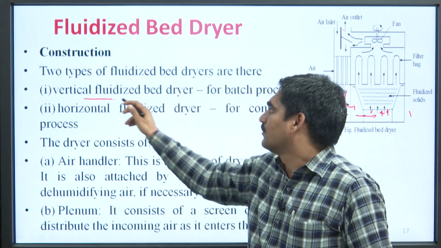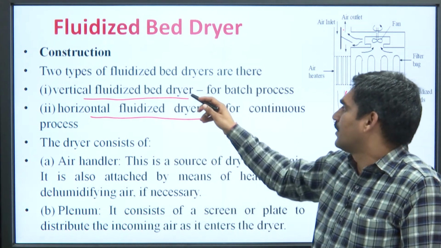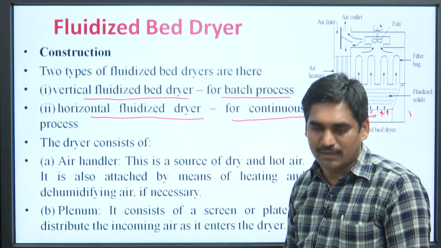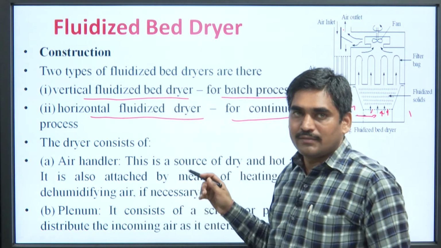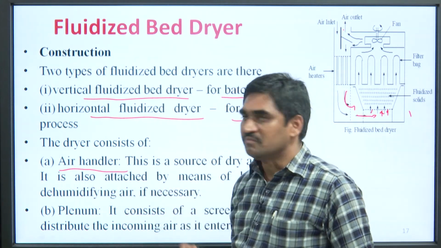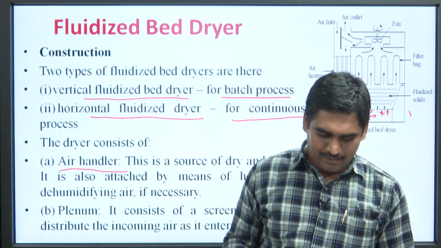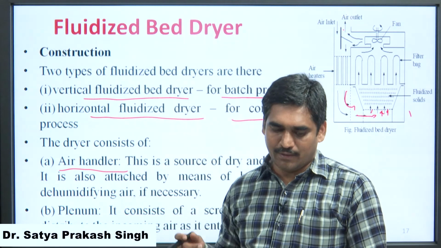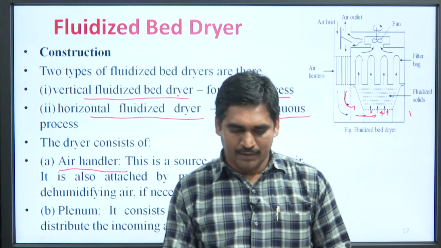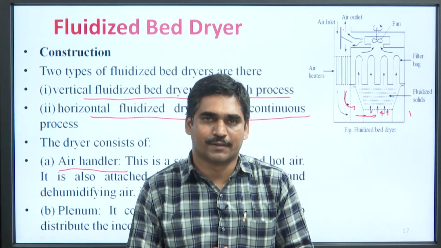This is the basic construction of a fluidized bed dryer. There are two types: vertical fluidized bed dryer and horizontal fluidized bed dryer. The vertical one is used for batch process, the horizontal one for continuous process. The dryer consists of certain parts. First one is the air handler. This section is called the air handler. It is the source of dry and hot air, attached by means of heating and dehumidifying air if necessary.